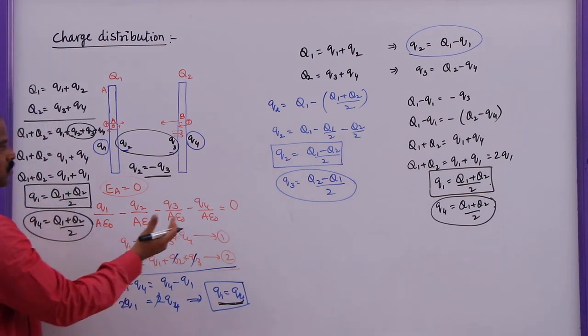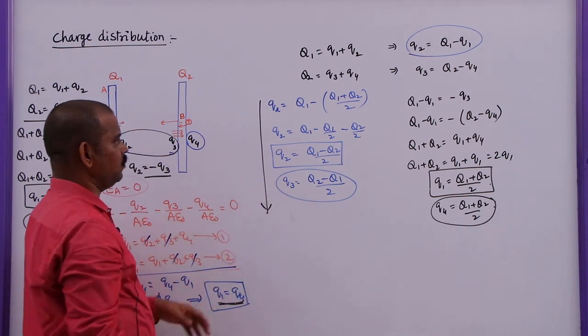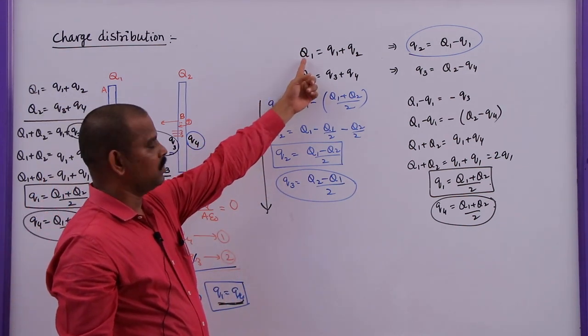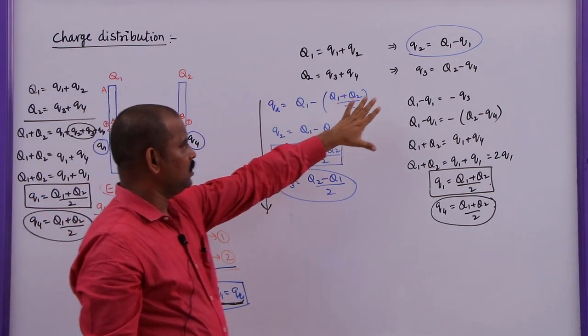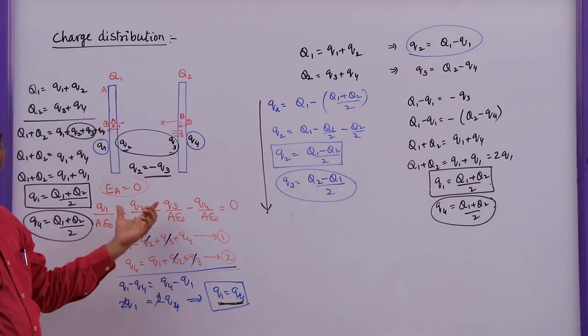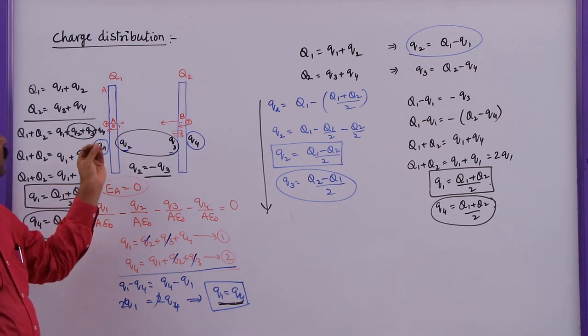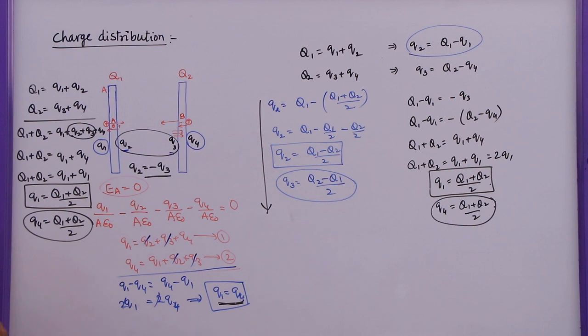Now after getting these values, we can follow the same method to find q2 as well as q3. Why? Because here also I am going to use the same concept. So the first process is this method, and here I am taking electric field is 0. So in both methods we will get the total amount of charge that is distributed on the two plates.